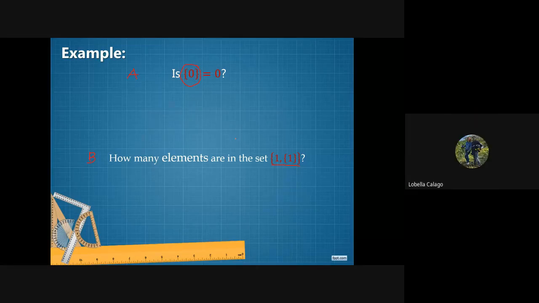Oh, 1 minute. So, not on Facebook, but on Google Meet. I will check your answers later. I give you 1 minute to answer. Just put letter A, yes, or letter A, no. Then below, B: how many elements are there? Is it 0? 2, 1, 3? 1 minute.